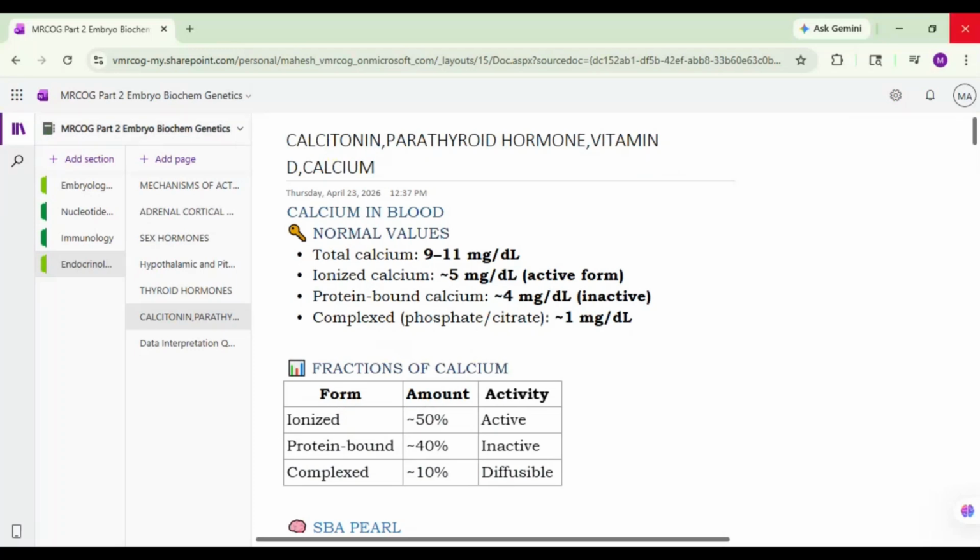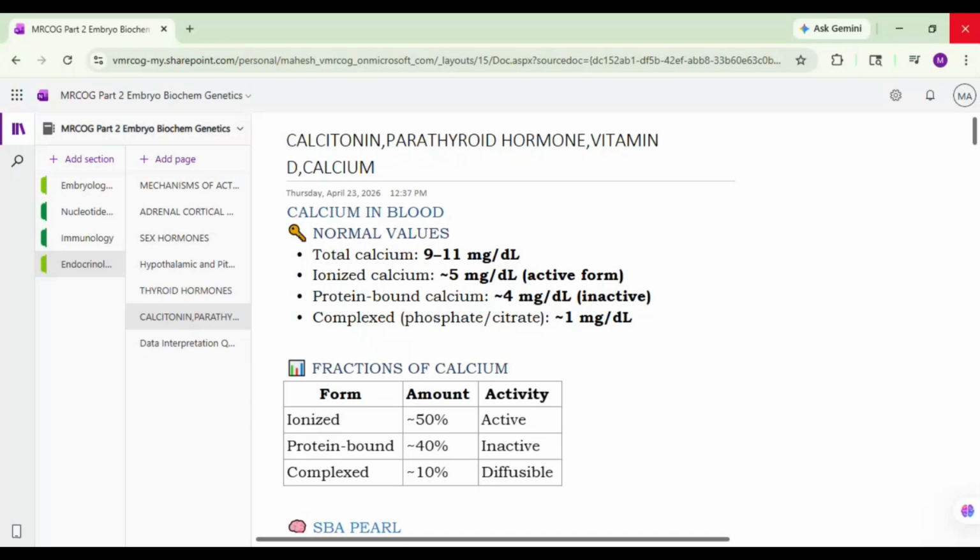So today we continue with the endocrinology module, and today's topic is calcitonin, parathyroid hormone, vitamin D, and calcium. These are very frequently asked questions in the MRCOG Part 1 examination. So first we'll see about the calcium in the blood.